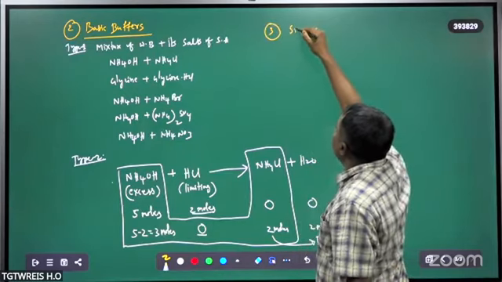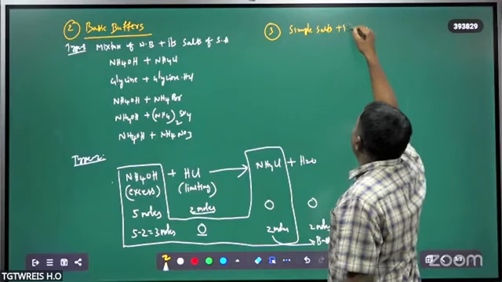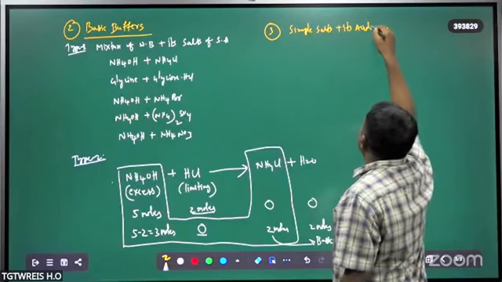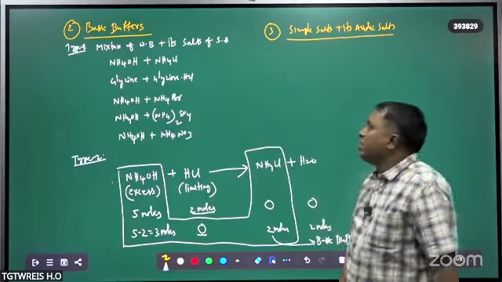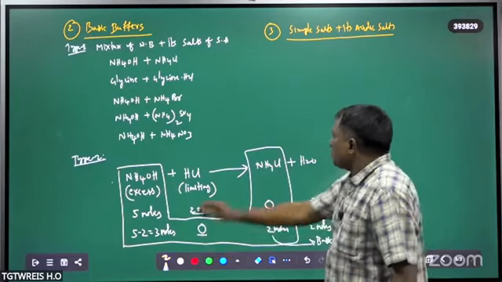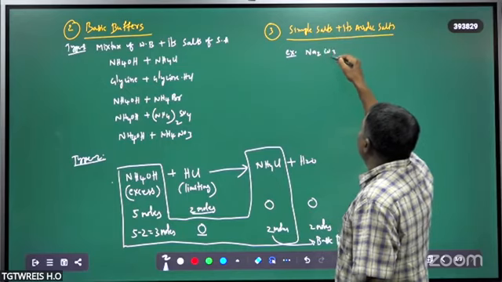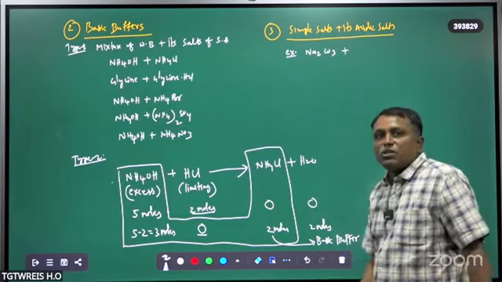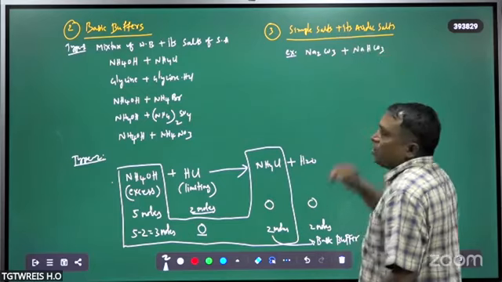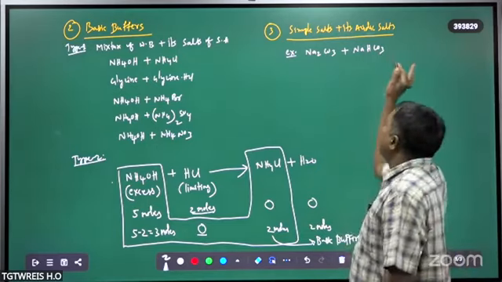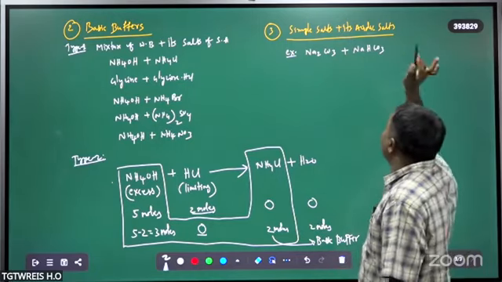Now the third is the simple salts and its acidic salts. Acidic salts will also act as a buffer. For example, simple salt means Na2CO3. Sodium carbonate is a simple salt. And its acidic salt means NaHCO3 is an acidic salt. So their combination is acting as one buffer. This is the simple salt and its acidic salt.